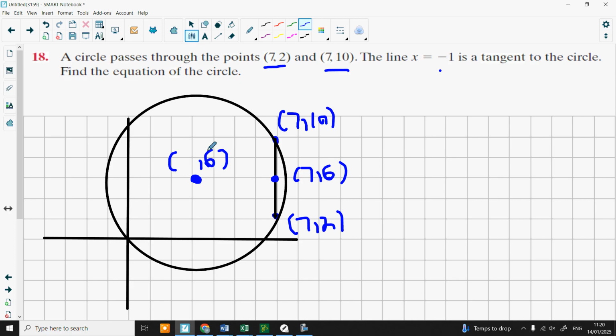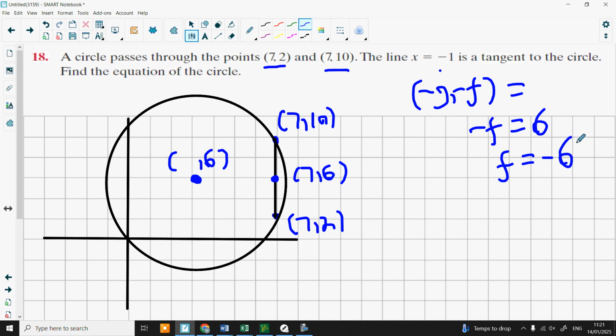We have the y value already, don't we? So it's minus g and minus f that is the center of the circle. What can we all say minus f is? We can say that minus f equals 6, and therefore f equals minus 6. You cool with that? Okay, now what's the next thing we can say?